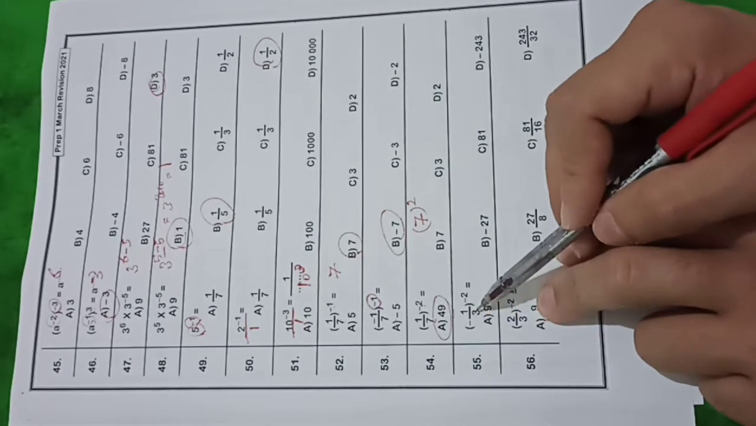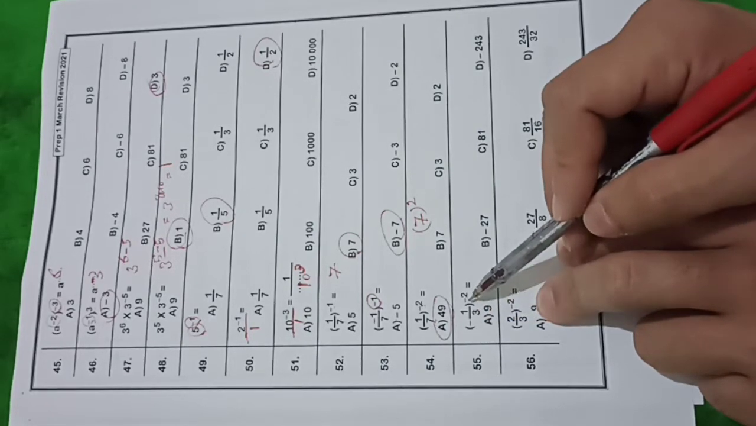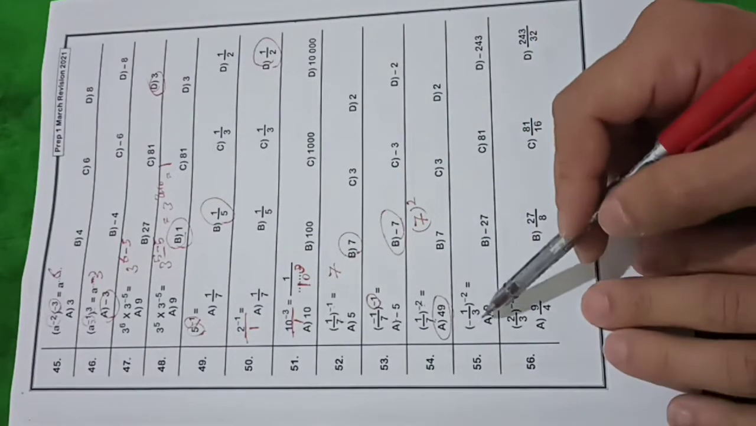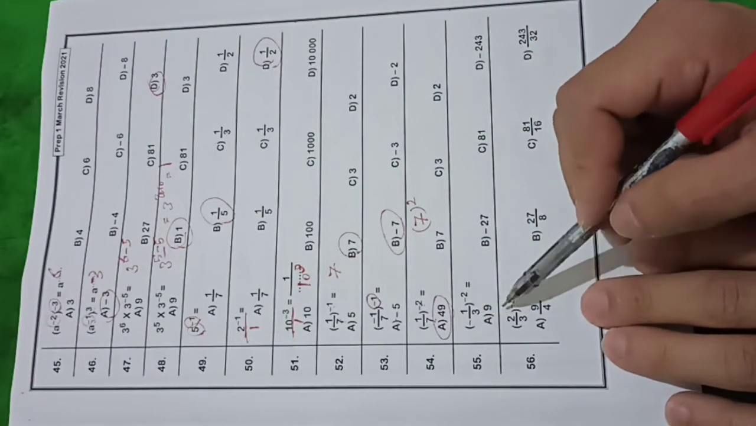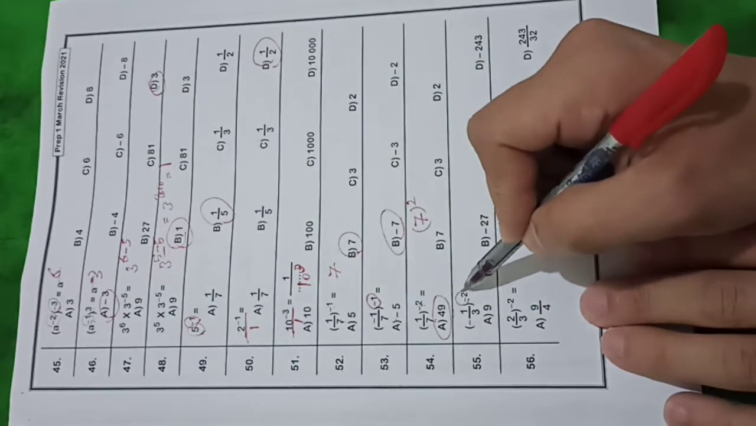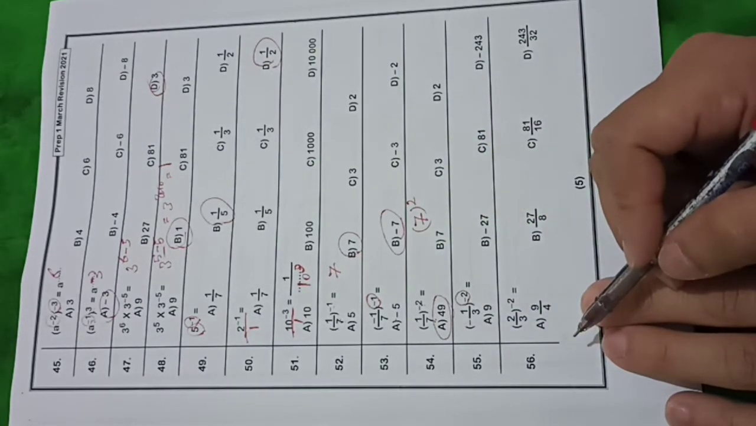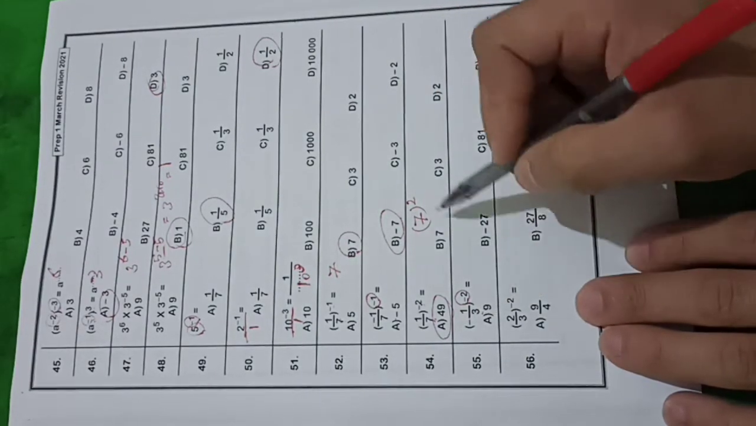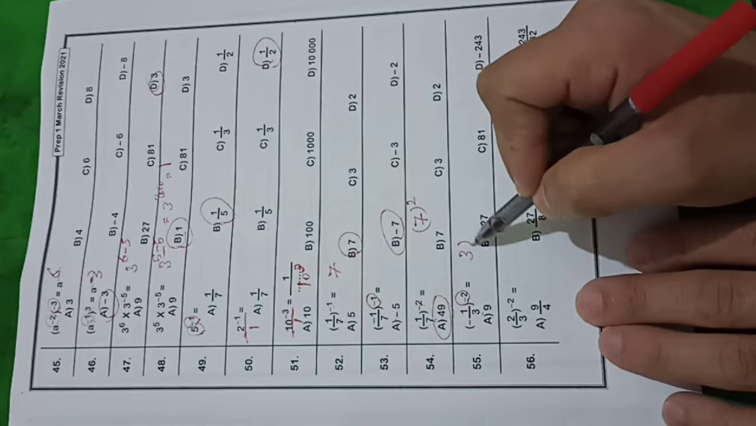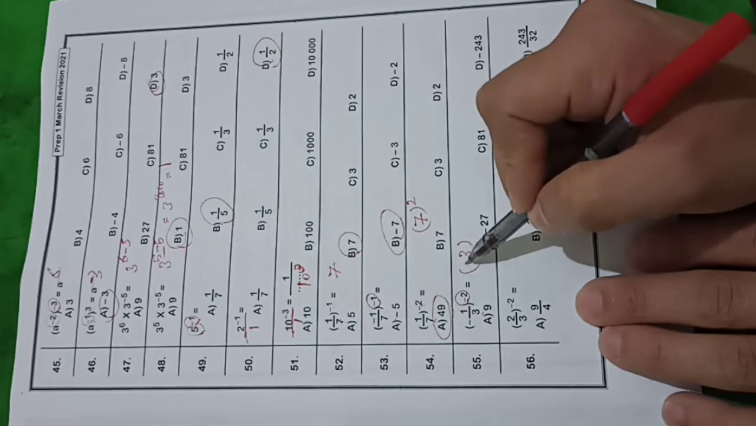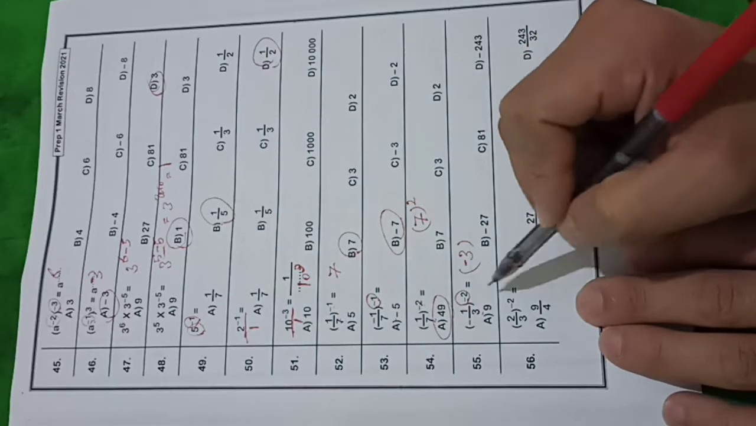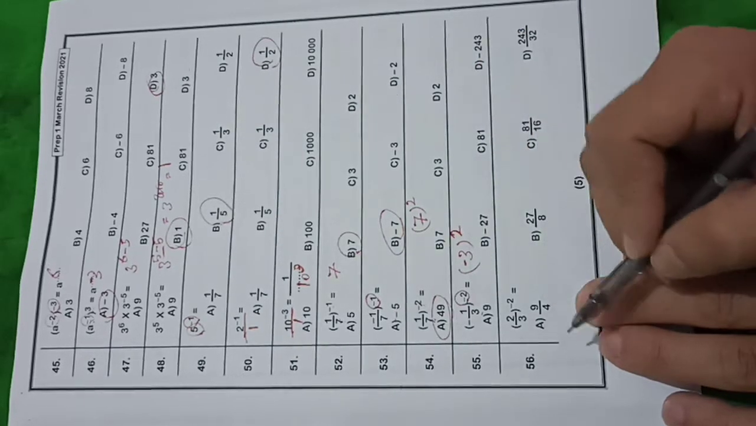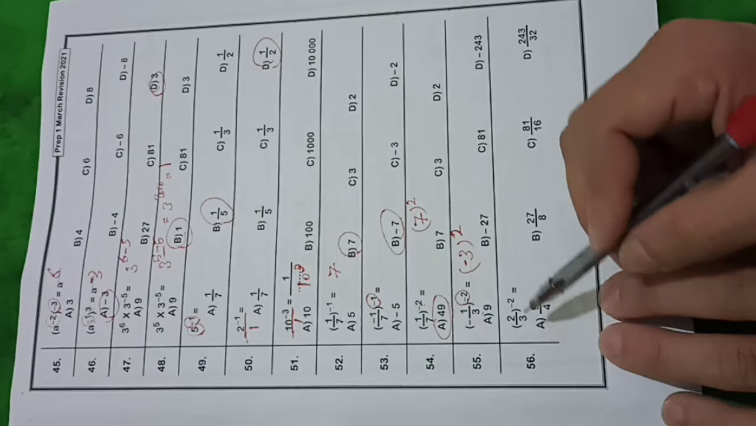Next one, negative 1 over 3, all raised to negative 2. We have negative power, the same. Then we flip the number in the bracket. Then we get 3 over negative 1, so we get negative 3. Negative 3 power 2, without negative sign. Negative 3 power 2 equals 9.